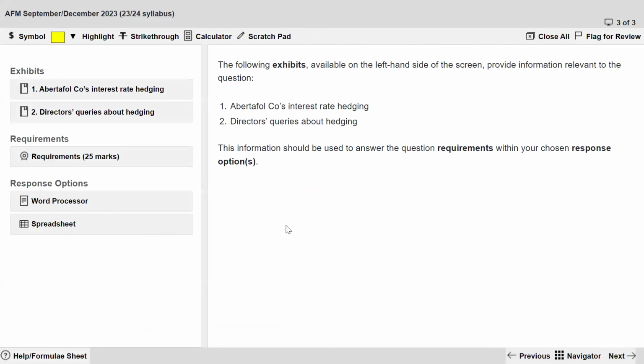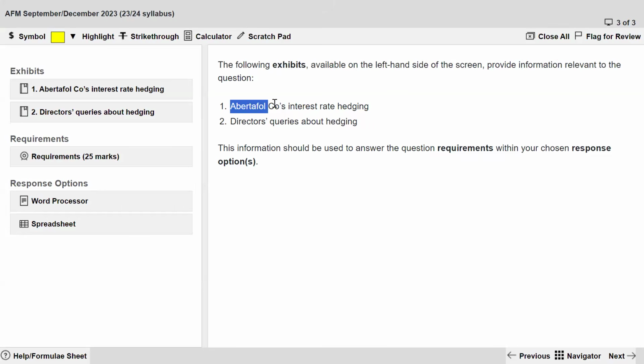And now what I want to do is discuss question number 3, which is about interest rate hedging. So let's see what is covered in this question number 3. It says the following exhibits available on the left-hand side of the screen provide information relevant to the question.